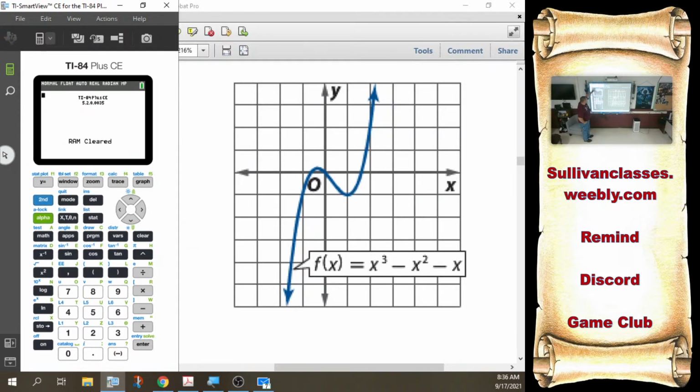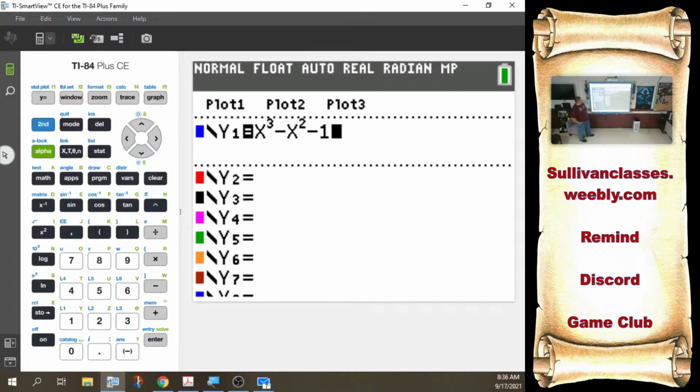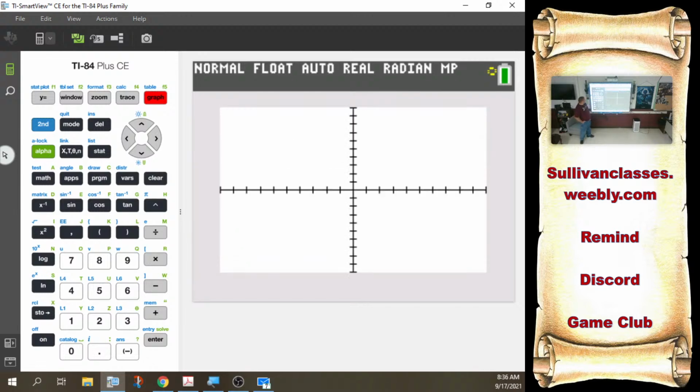So I plug that equation in. Y equals x to the third, x to the third minus x squared minus uno. I said minus uno. There we go. Okay. Oh, it's minus x. Well.